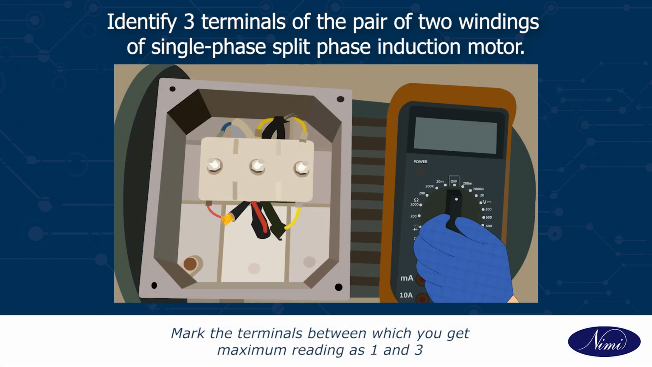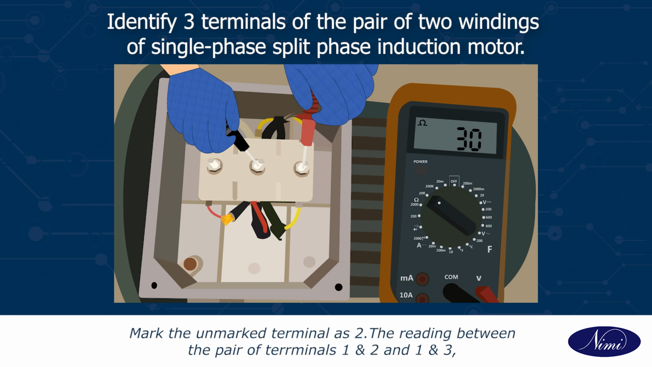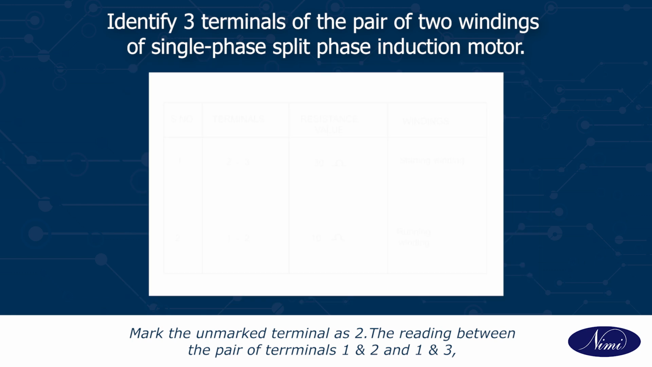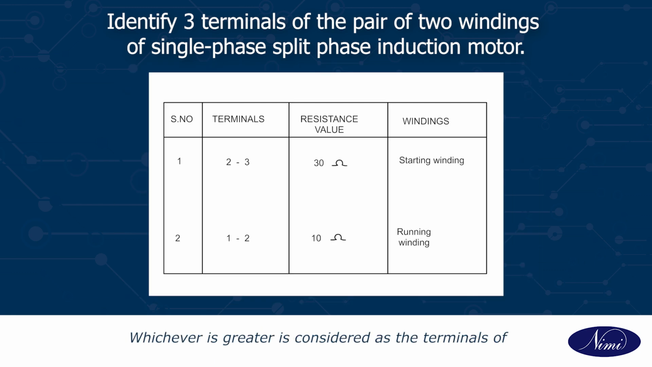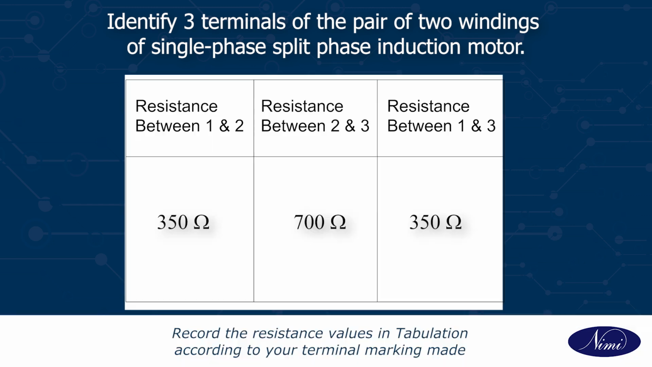Mark the terminals between which you get maximum reading as 1 and 3. Mark the unmarked terminal as 2. The reading between the pair of terminals 1 and 2 and 1 and 3, whichever is greater, is considered as the terminals of starting winding and the other is considered as terminals of running winding. Record the resistance values in tabulation according to your terminal marking made.